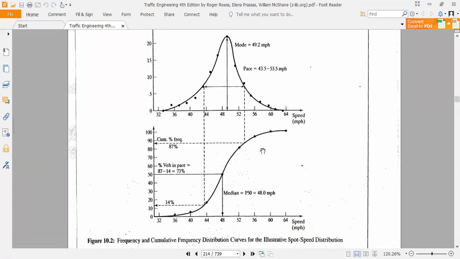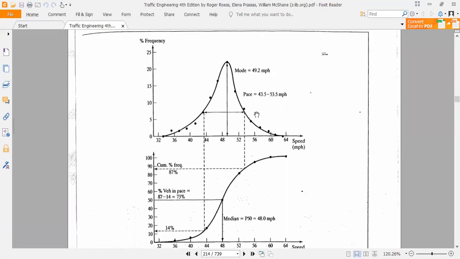This is a cumulative frequency curve. This is an ordinary frequency curve. So this data represents that it is normally distributed, and the average will be obtained if you add all the speeds and divide by the number of observed vehicles. Mode, according to statistics, is that value which is repeated the highest number of times. So in this case, you can see that the 49.2 mile per hour speed has the highest frequency, meaning it is repeated a larger number of times as compared to other values.